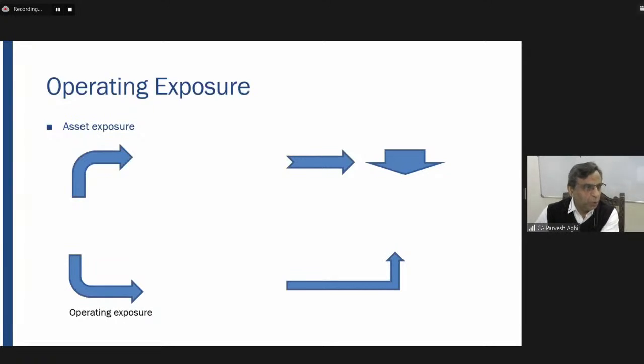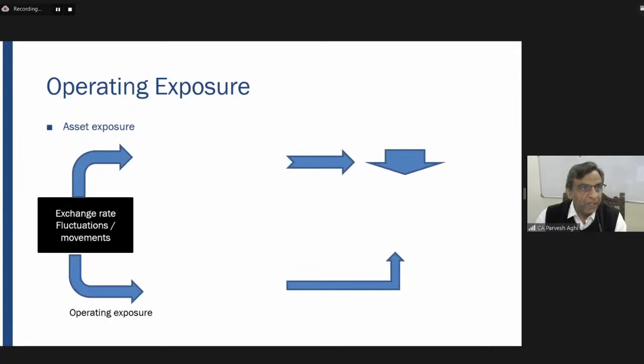diagram. There are two kinds of exposure which the company faces. One is the asset exposure, other is the operating exposure. The asset exposure is basically whatever assets you own abroad in terms of foreign currency. And the operating exposure is in terms of cash flows which you are going to generate. Either you have to pay money for your imports or you're going to receive money from outside. So these are the operating exposures. The exchange rate fluctuation movements can affect both of them.